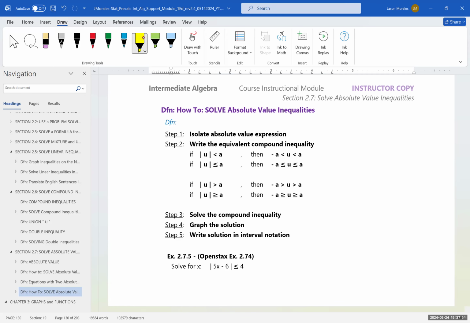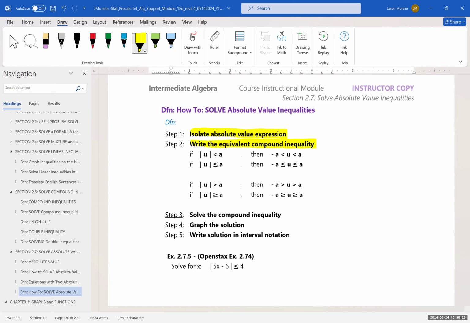Okay, so now we're going to learn how to solve absolute value inequalities. We just looked at solving absolute value equalities, but how do we solve absolute value inequalities? I've got a series of steps. Step one is to isolate the absolute value expression. Step two is to write the equivalent compound inequality.